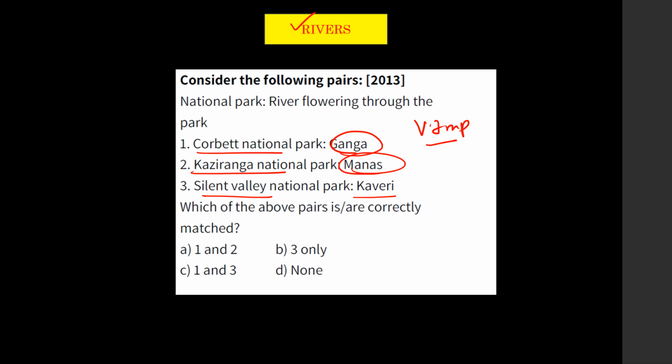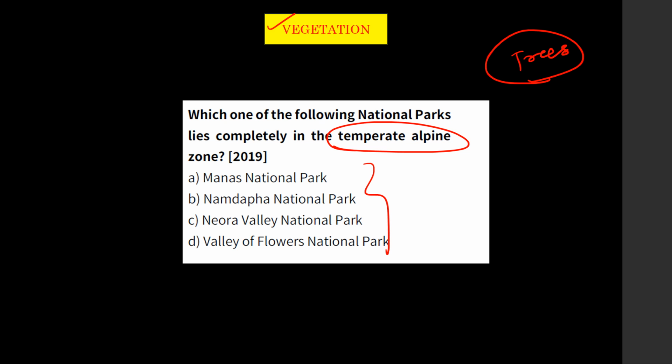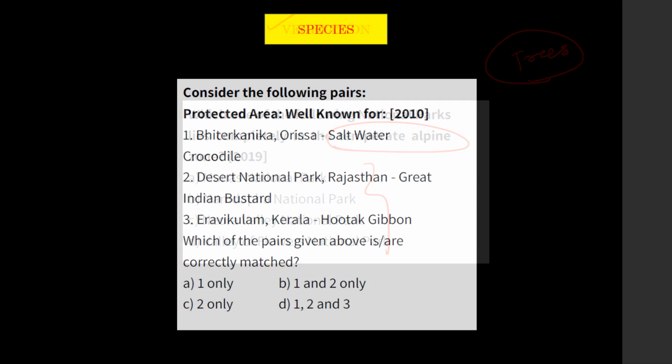Okay guys, next let us see vegetation. You see, which of the following national parks is in the temperate alpine zone? So they can ask you even about the vegetation, what kind of vegetation is found: temperate, tropical, etc. Okay, last year they asked which trees are found in that forest. These kinds of questions can also come.